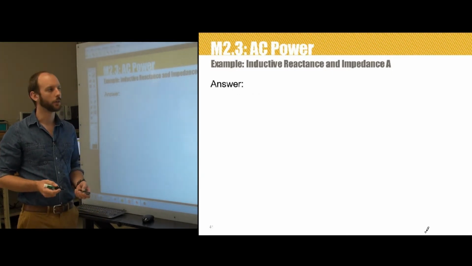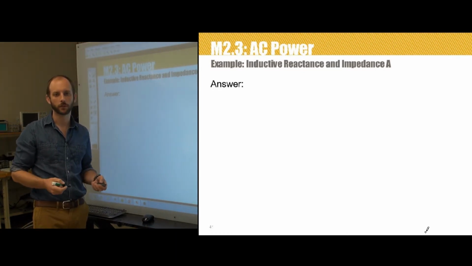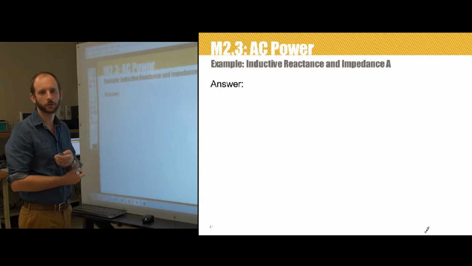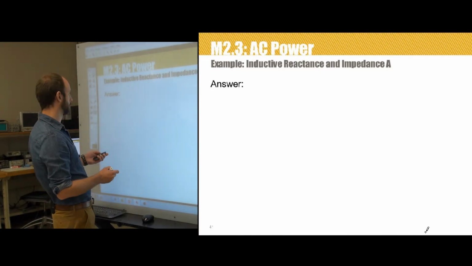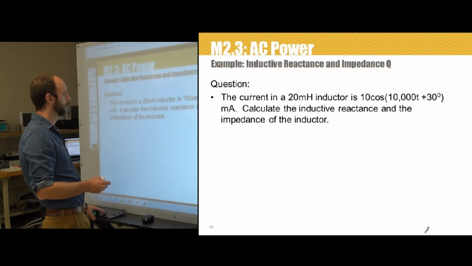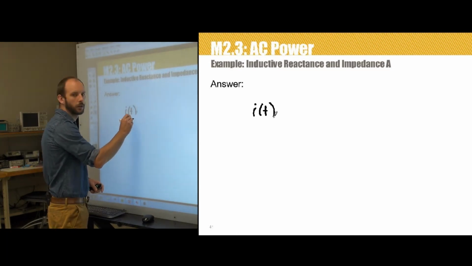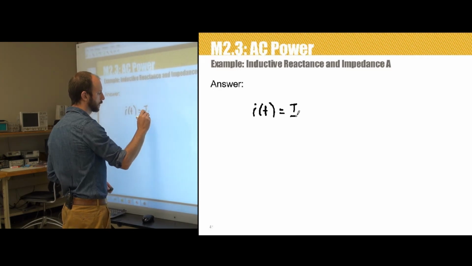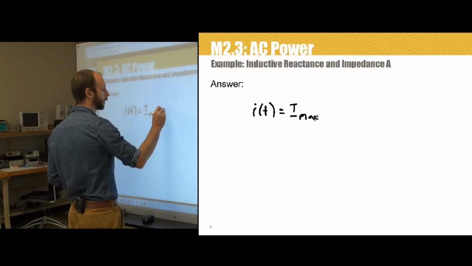So remember, the key to doing this is remembering that reactance and impedance of devices are frequency dependent. We were given the voltage through the device. Let me check again. No, we were given current. Okay, so i(t) equals I max cosine of omega t plus phi.